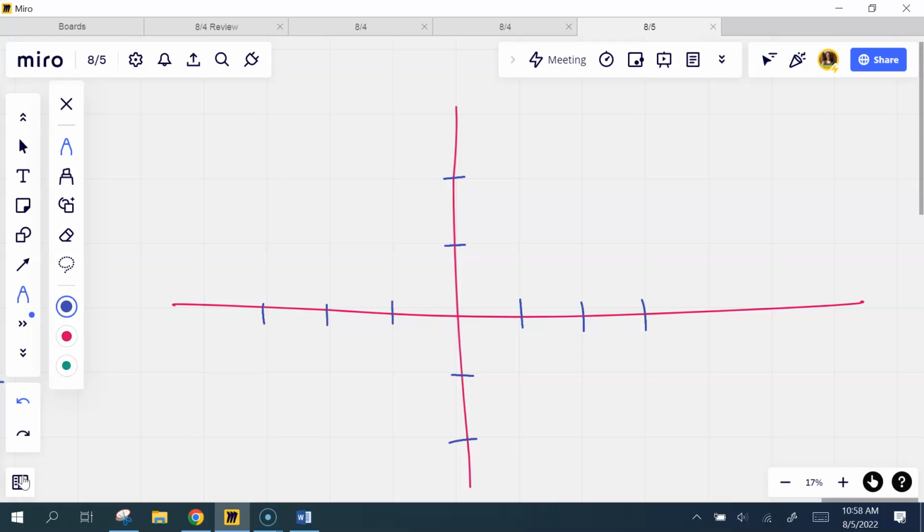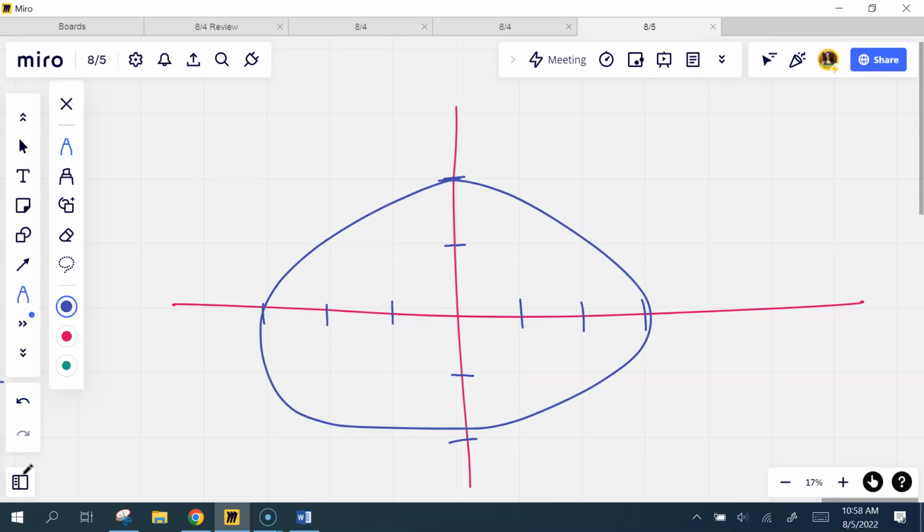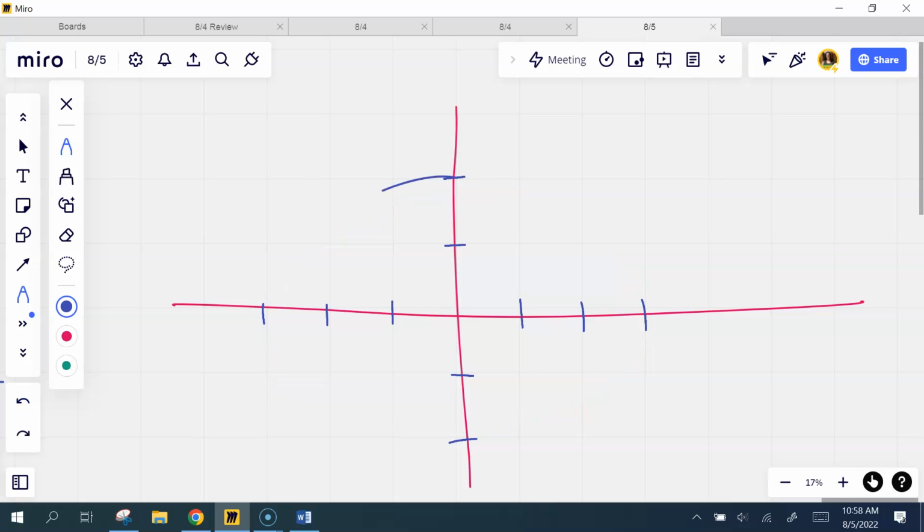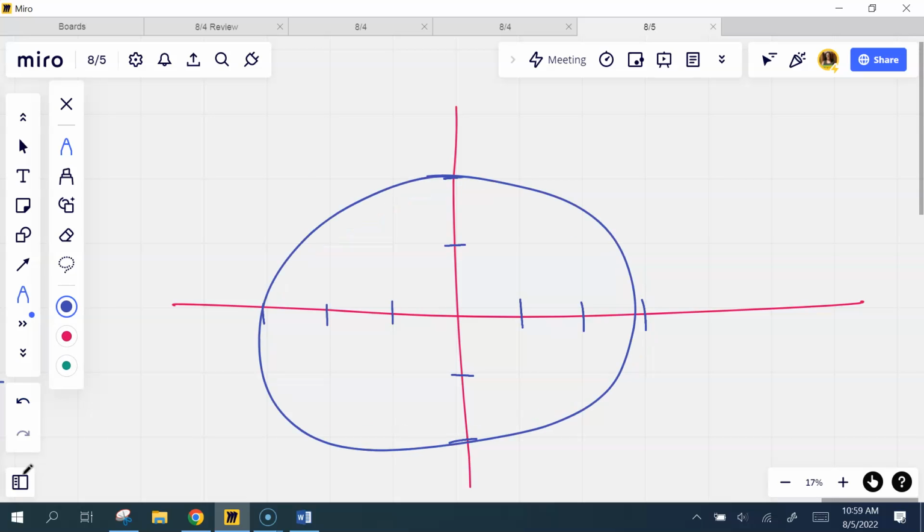I can't draw a circle. Just use the circle tool. Just leave it like that. It's an oval though, because it's 2 by 3.